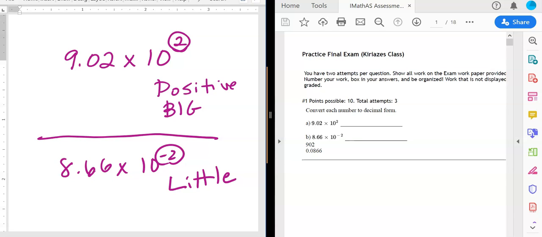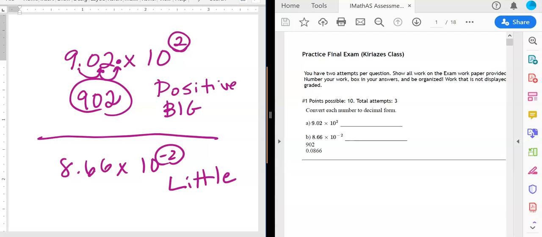Now, the exponent tells you how many places to move the decimal. So I'm going to move it 2 places. If I moved it 2 places to the left, it would become a tiny number. And I want a big number, so I'm going to move it 2 places to the right. Now notice I started at the decimal, and then I don't count 1 until I go to the next one. There's 1, and there's 2. So my decimal now is here. So my number is 902.